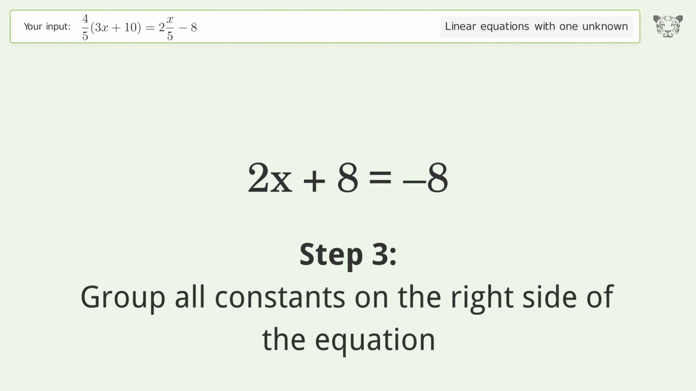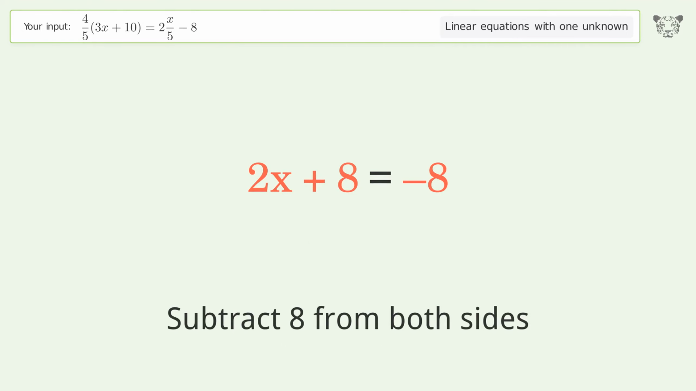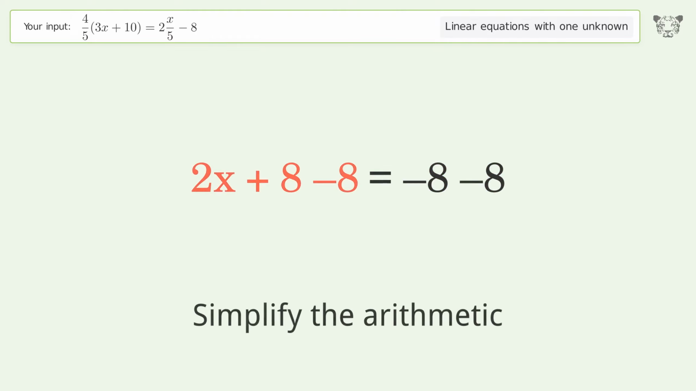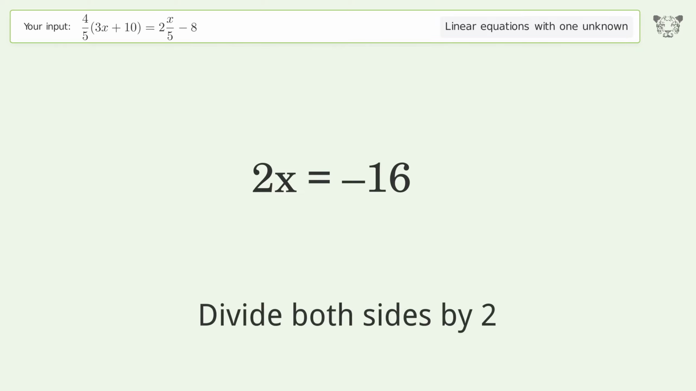Group all constants on the right side of the equation. Subtract 8 from both sides. Simplify the arithmetic. Isolate the x. Divide both sides by 2.